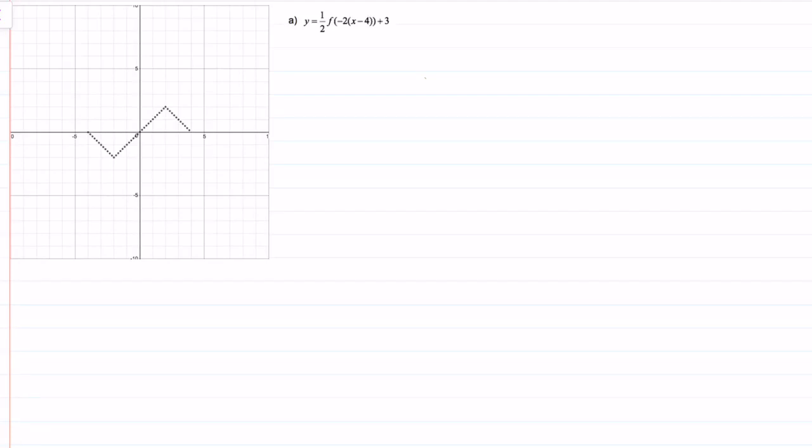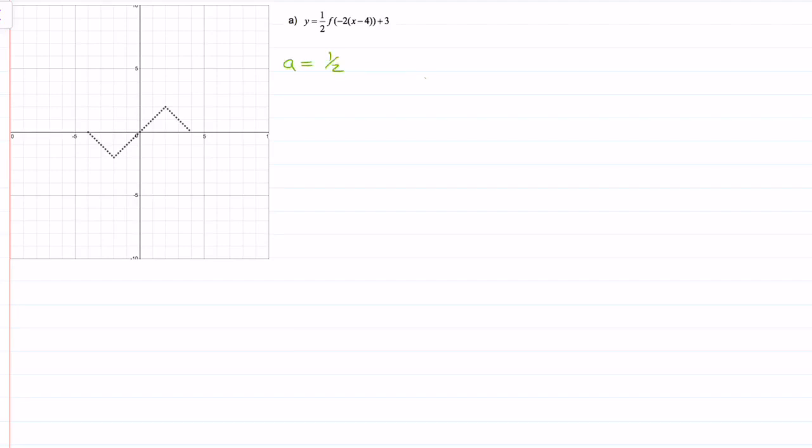y equals 1/2 f of negative 2x minus 4 plus 3. So the nice thing about this one, it's already factored, which is most of the time. So that negative 2 on the inside of f, just always make sure that number is factored out. So we're good to just label everything to start.